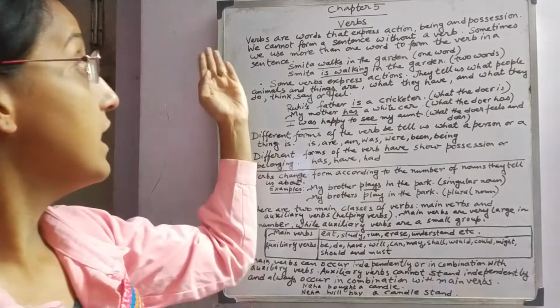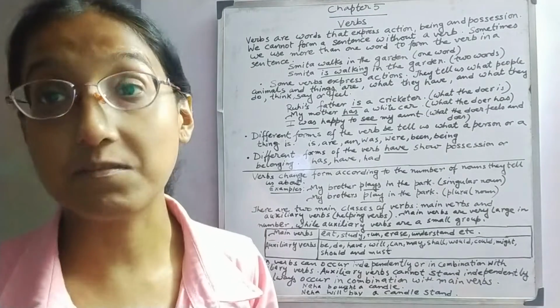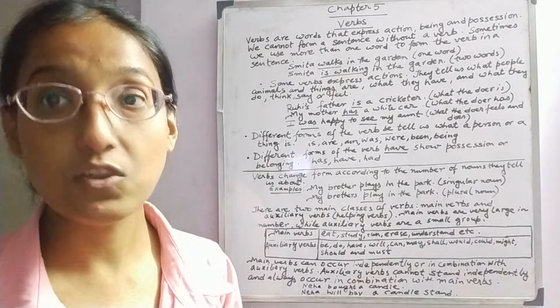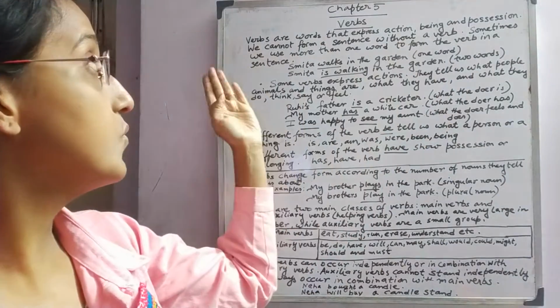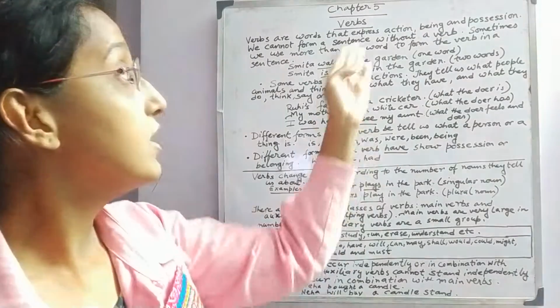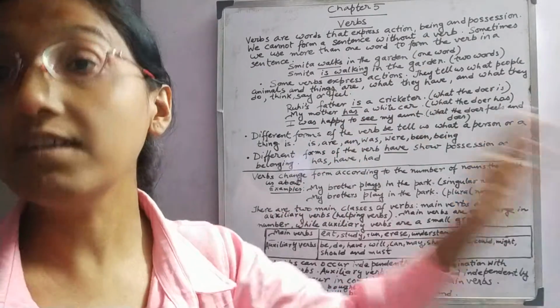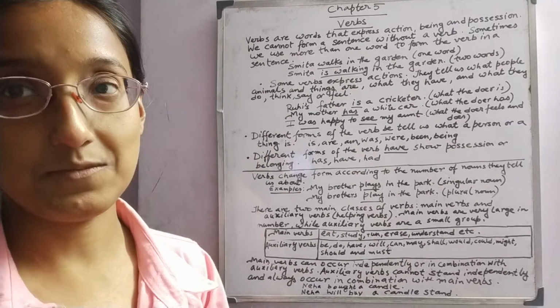Now, we cannot form a sentence without a verb. It is mandatory that a sentence should have a verb. Sometimes we use more than one word to form the verb in a sentence. Let us look at some examples.